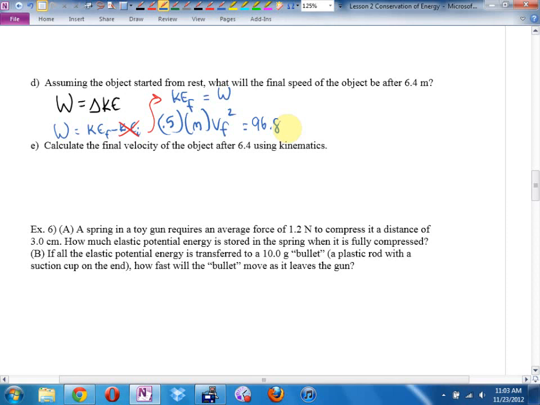What will I do with the 0.5? Times by 2 or divide by 0.5. What will I do with the m? Divide. What will I do with the squared?